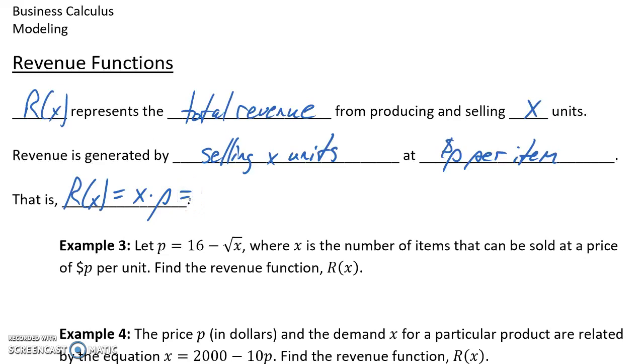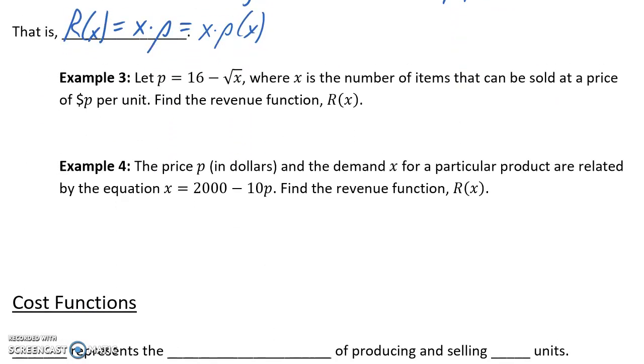But as we just talked about, we typically have that price demand function, P of X, where P is some function of X. So this would be X times our function, P of X. So to generate a revenue function, assuming we have a price demand function, we can take that given price demand function and then multiply by X.